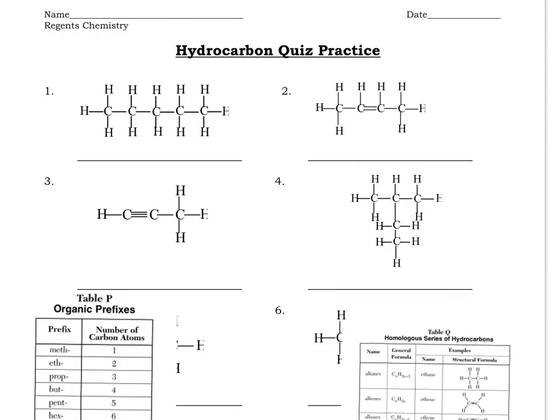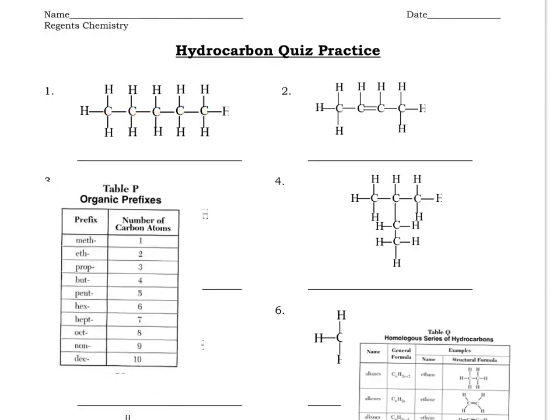So the first thing I like to do when I look at a hydrocarbon is notice anything significant. This should actually be an H. It just didn't pull in well when I made the PDF. So these are actually just a series of carbons that are single bonded. So I'm going to start by counting my carbons. 1, 2, 3, 4, 5.